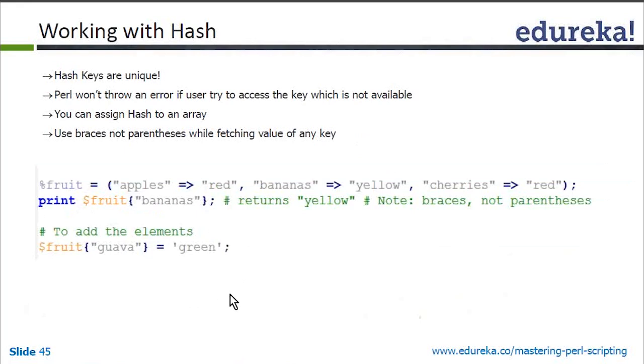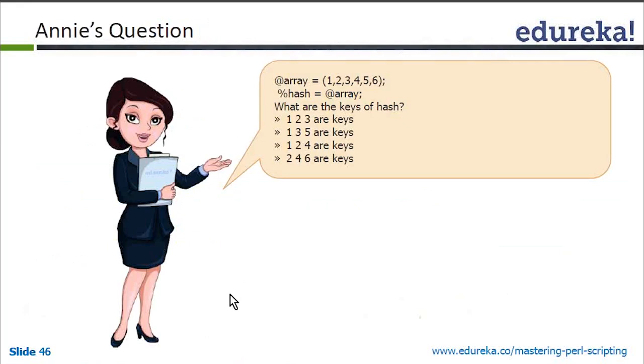Okay, so I'll move to the next slide. $array is equal to 1, 2, 3, 4, 5, 6, and $hash equal to array. What are the keys of the hash? You can see that I am assigning the array to the hash, with the elements 1, 2, 3, 4, 5, 6. So what are the keys of the hash?